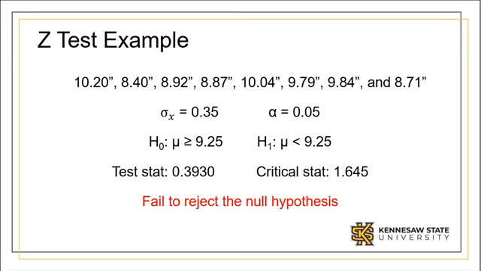0.3930. The critical stat will be 1.645. Note that this is for an area of 0.05 in one tail. Since the test stat is smaller than the critical stat in magnitude, we fail to reject the null hypothesis. The length appears to be greater than or equal to 9.25 on average.